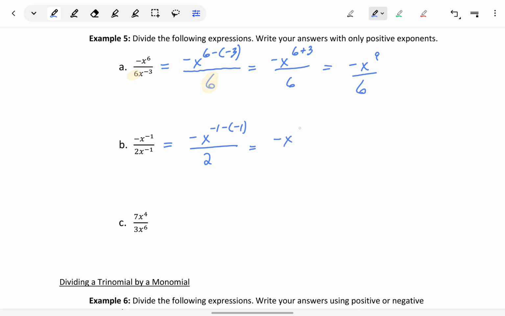which is the same thing as negative x to the negative 1 plus 1 all over 2. So we get negative x to the 0 over 2. Anything to the 0 power is just 1. So this will become negative 1 over 2, or negative 1/2.